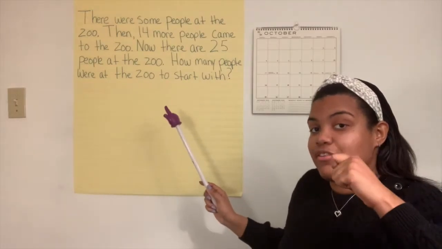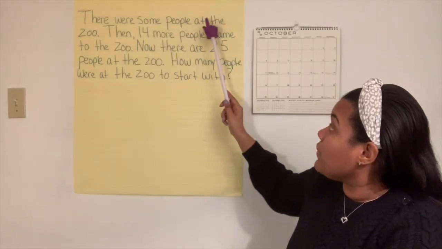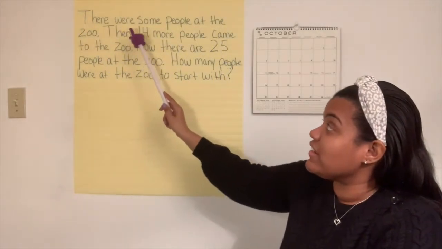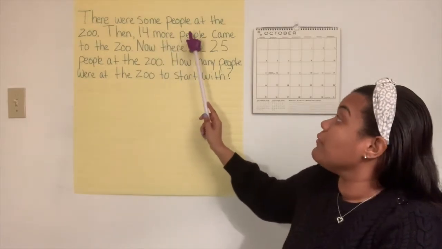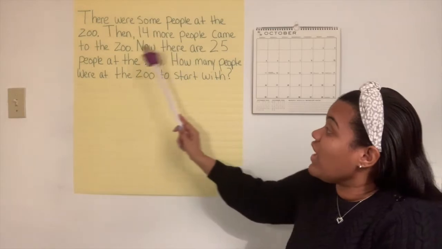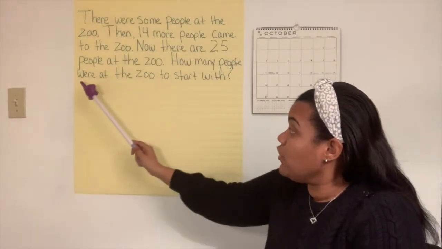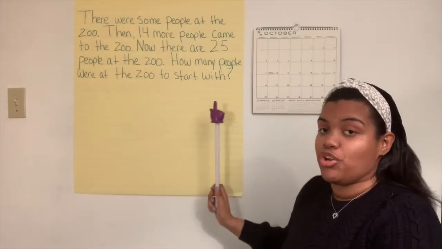Last time, magnifying glasses up. There were some people at the zoo. Then 14 more people came to the zoo. Now there are 25 people at the zoo. How many people were at the zoo to start with?